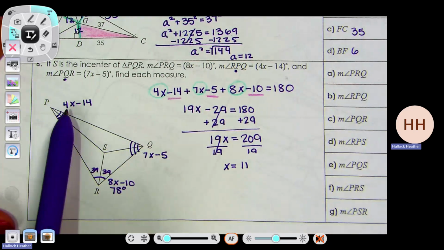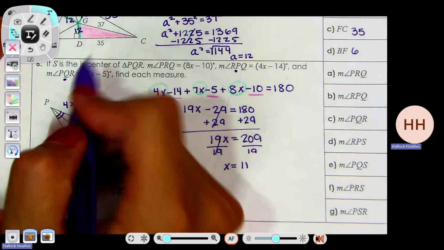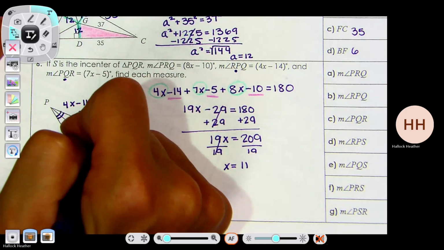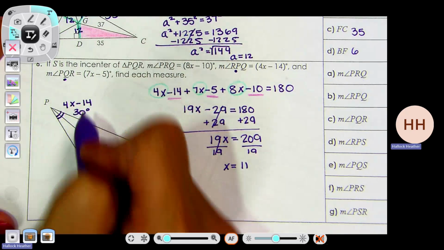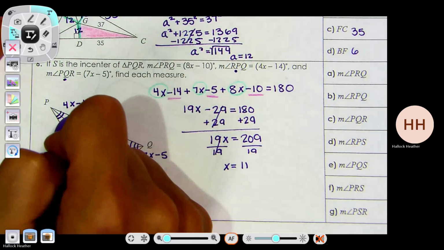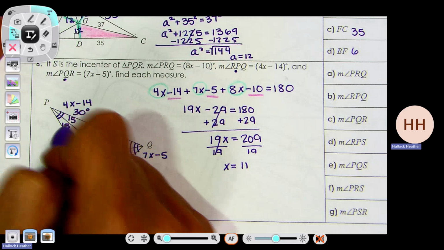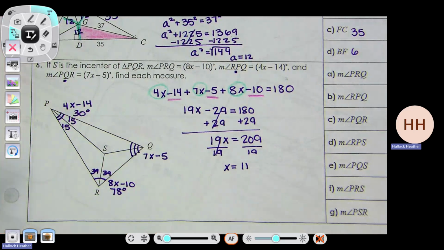The next one's 4x minus 14. 4 times 11 is 44. 44 minus 14 is how much? 30. So how much is each one of those smaller angles? 15. So take a second, plug it into the last one, divide it by 2 to get each smaller one, and then see if you can read how they want to answer.